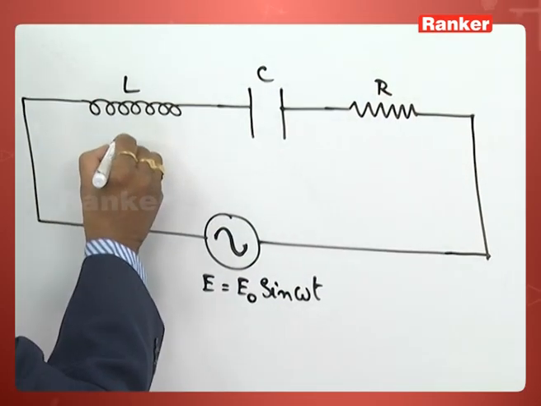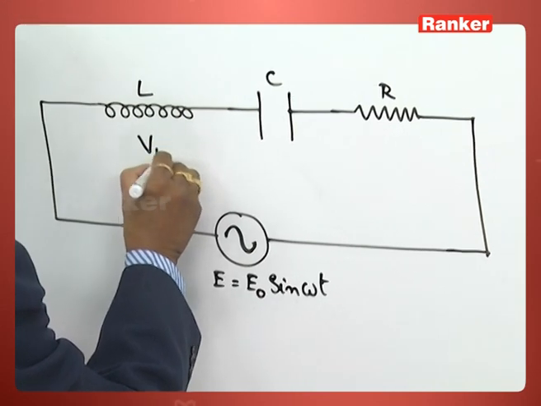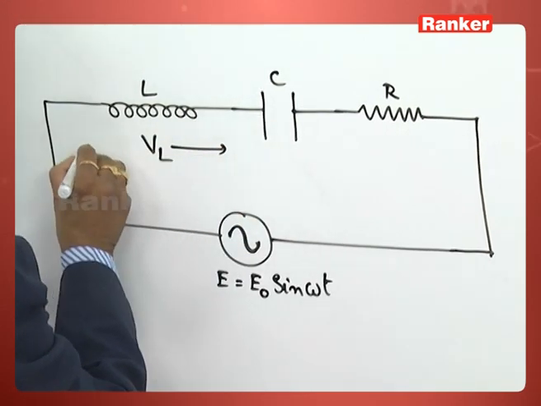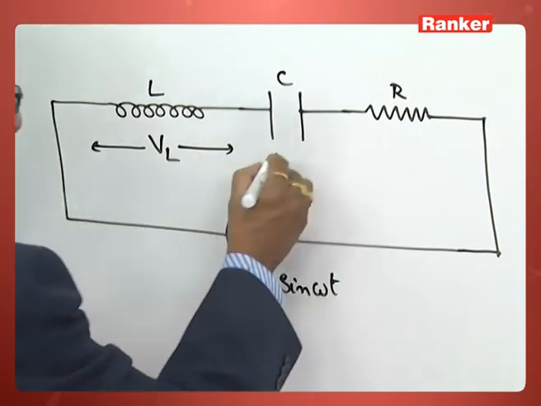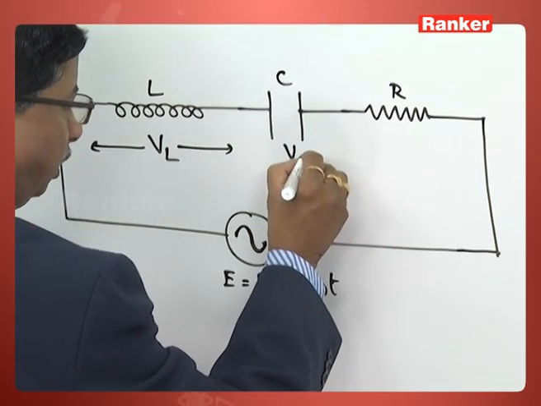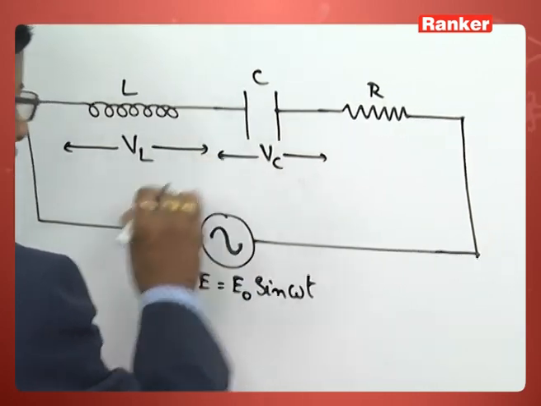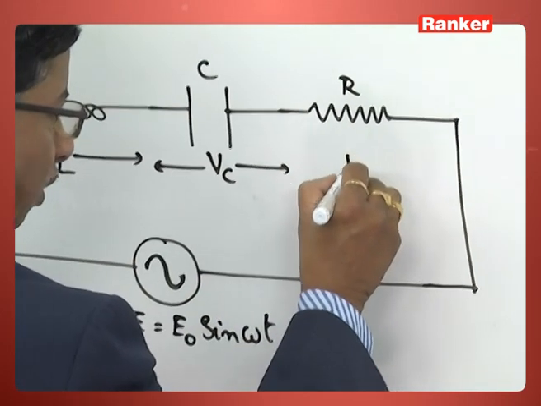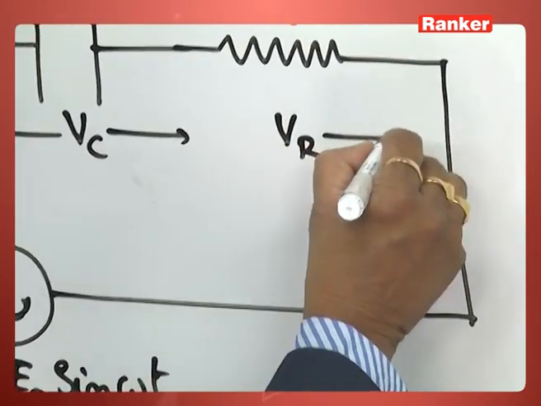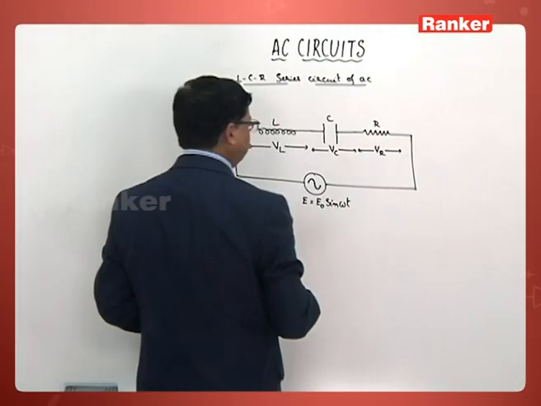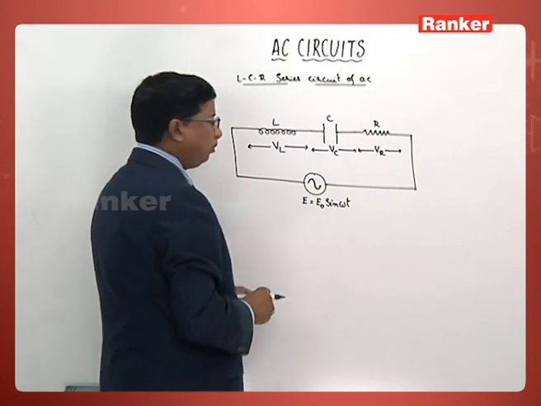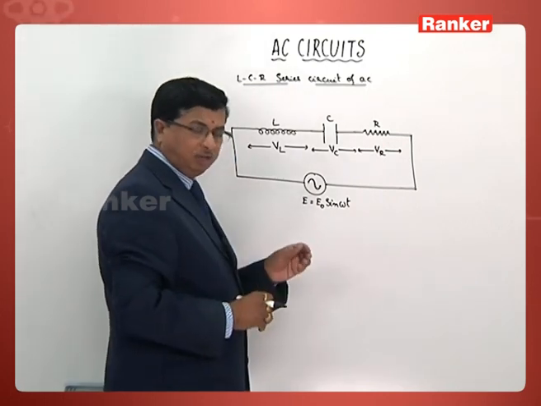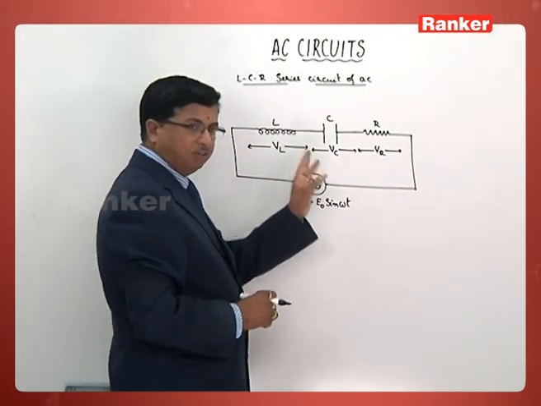The first thing we have to take up is the potential difference across the inductance. Let us consider it as VL. Across the capacitor, it is VC. Across the resistor, it is VR. So VL, VC and VR are the potential differences across these three elements L, C and R.